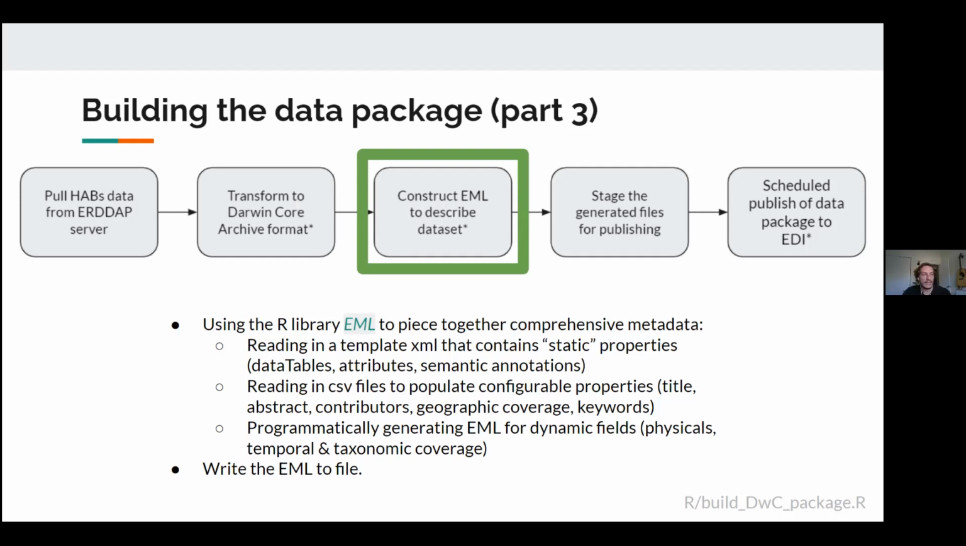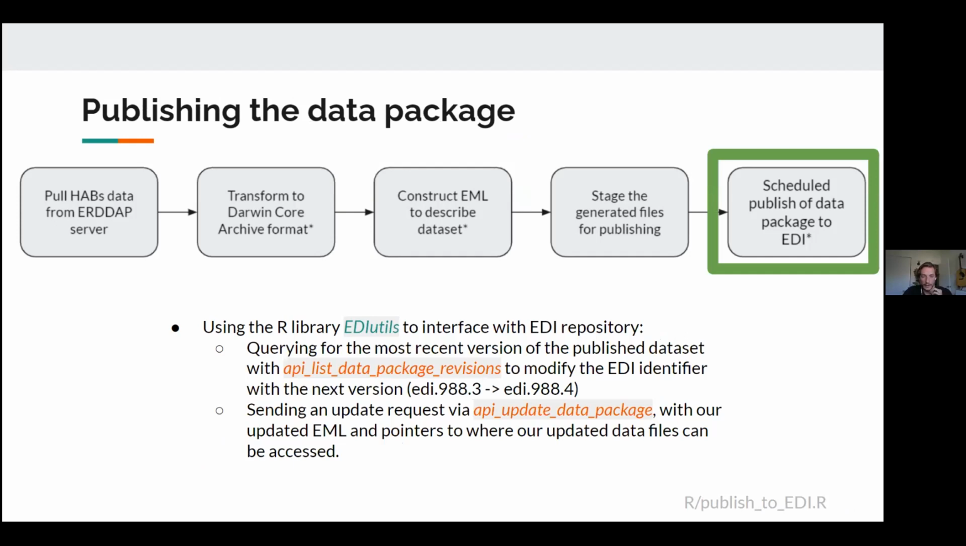Generating the physicals for each of the data tables is also done programmatically, where after we've built the files in the previous step, we can look at them and say how big each file is, and assign the physicals, which is one of the attributes of EML. So once all that's done, we have written the EML out to file, and we have essentially constructed our full data package. It's ready to go, just about. And so we'll skip ahead a little bit here to our script for publishing the data package.